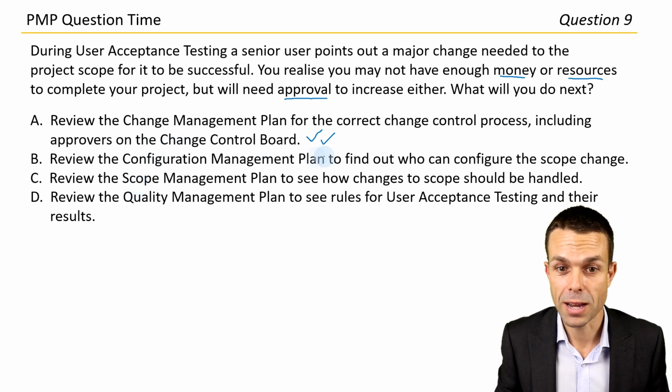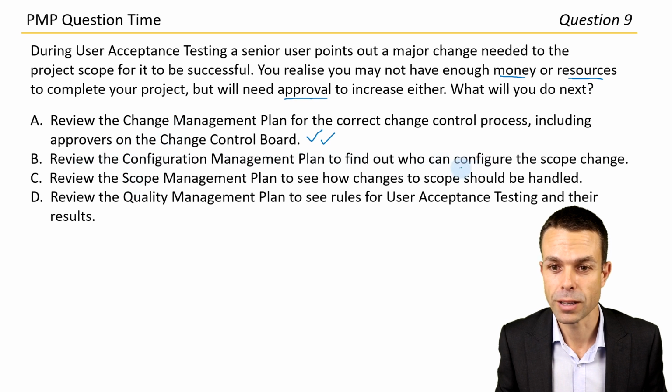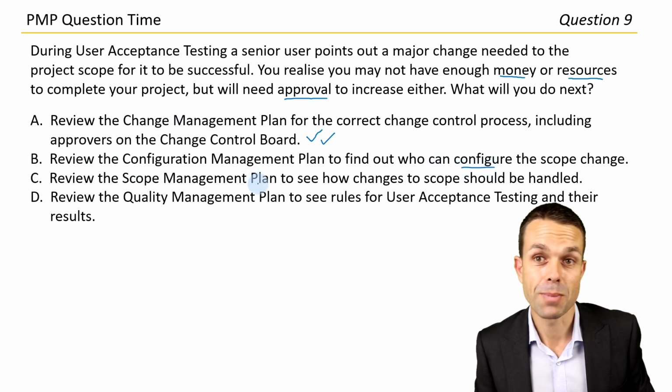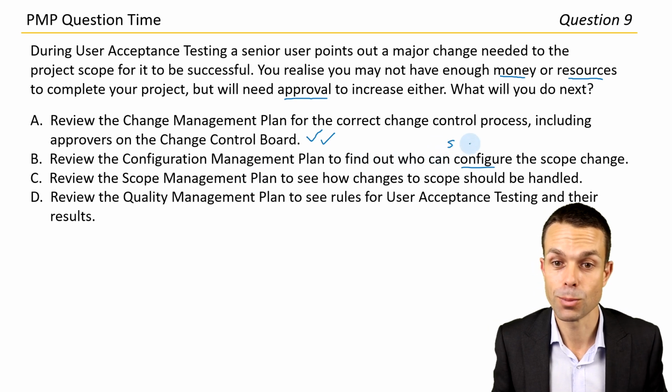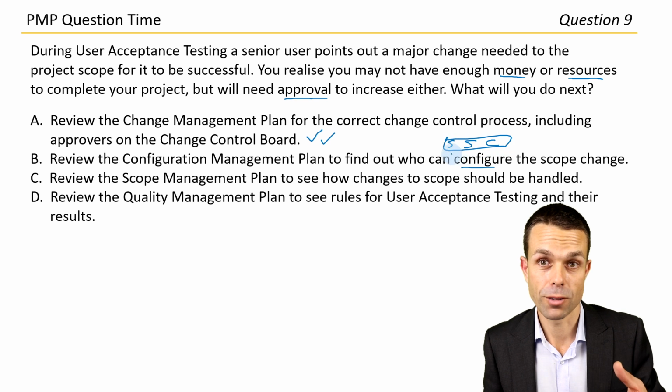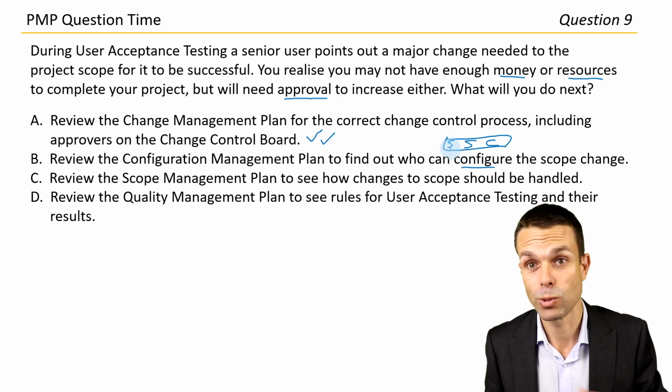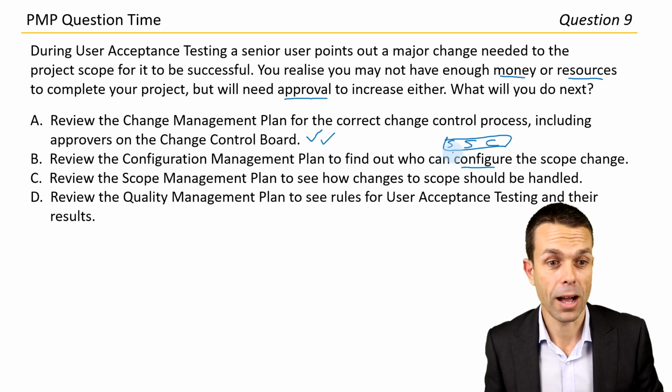Review the configuration management plan to find out who can configure the project scope. No, the configuration management plan is what needs to be baselined. So is it our scope document? Is it our schedule document? Is it our cost, our budget? So are those things baselined? And that's what the configuration management plan tells us, which of those is baselined and how.